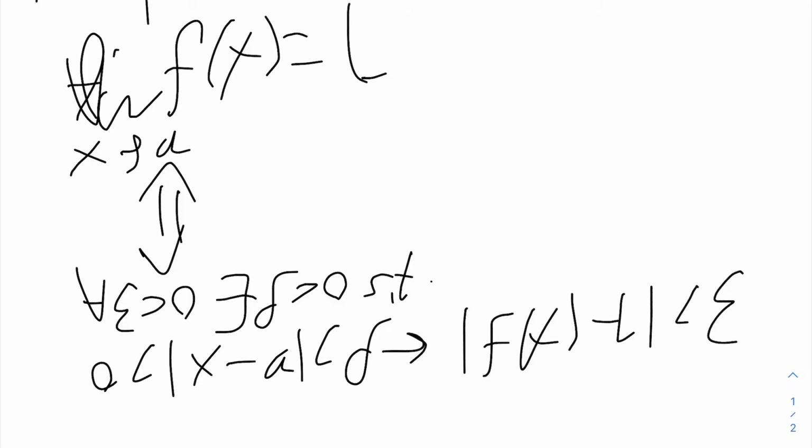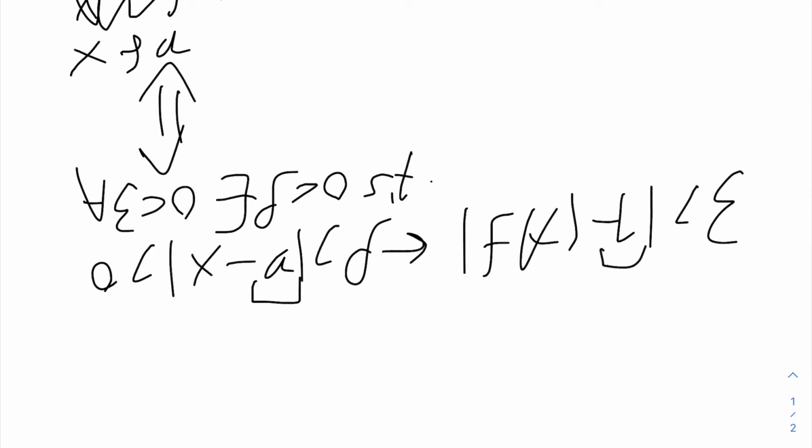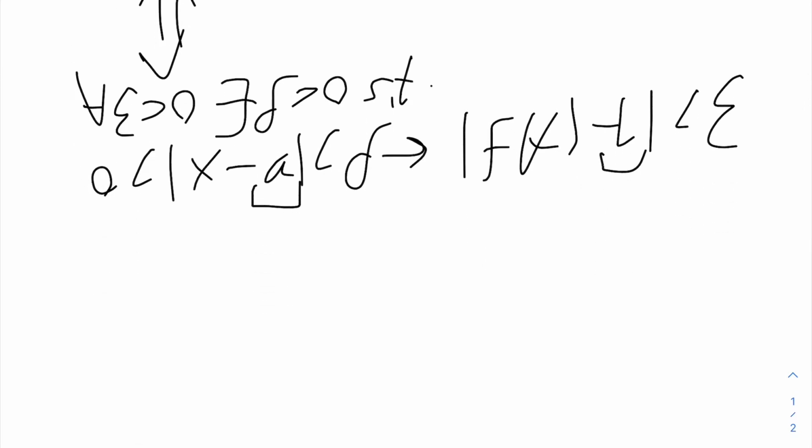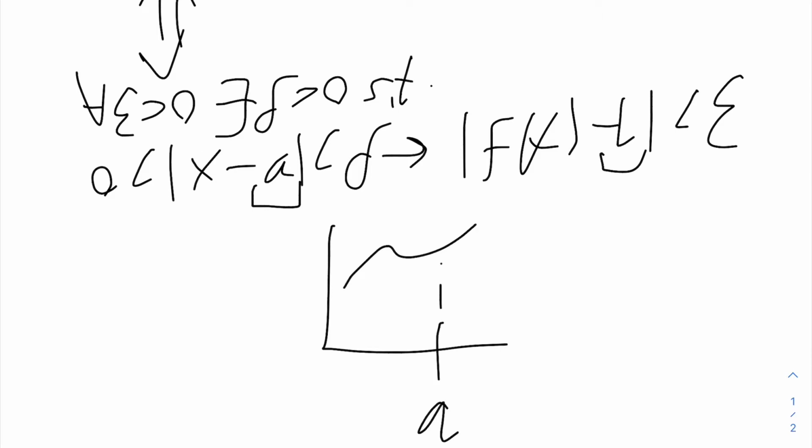So what this is basically saying is that you're proposing your limit, the L, and you're saying that for whatever tolerance you allow around that L, we can always find values close to this a value such that the corresponding f of x values are within that tolerance around the proposed limit value. So let me draw a graph to make this easier. This will be like here.